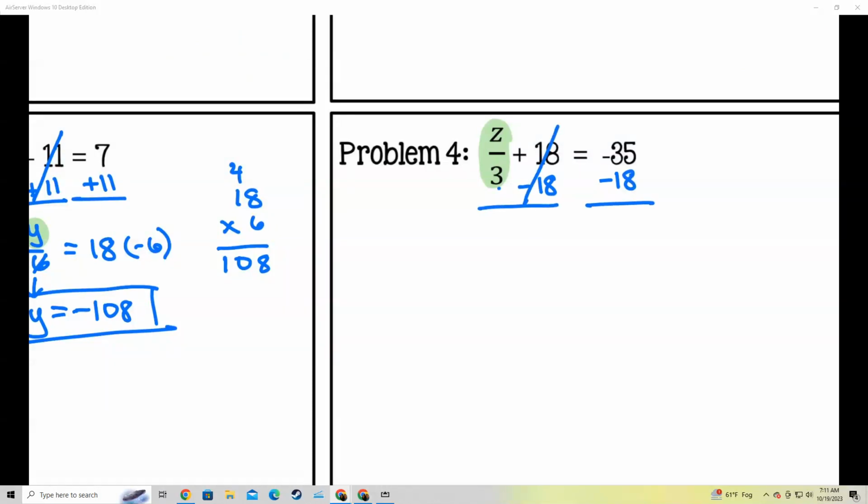These are going to cancel. The z over 3 is going to drop. And when I subtract negative 35 minus 18, I get negative 53. Now my goal is to get the z by itself. I realize that the z is being divided by 3, which means I'm going to do the inverse operation. The inverse of division is multiplication. So I'm going to multiply both sides by 3. The 3's are going to cancel, and I'm left with z equals, and then when you multiply negative 53 times 3, the answer you get is negative 159.